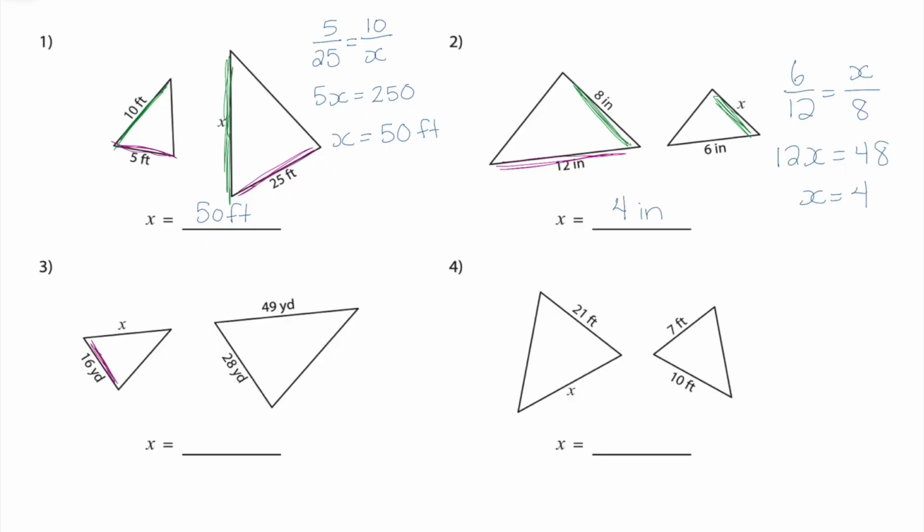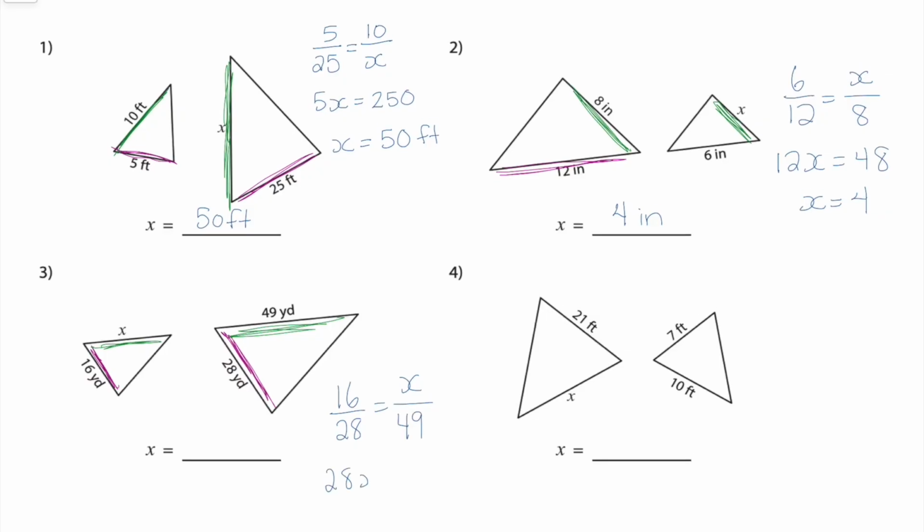In number 3, this side matches this side, and this side matches this side. So I'm going to do 16 over 28 is the same as x over 49. So I get 28x equals 784. We do 784 divided by 28 gets us 28. And don't forget to include your units.